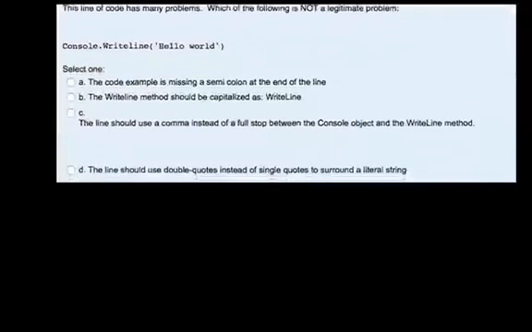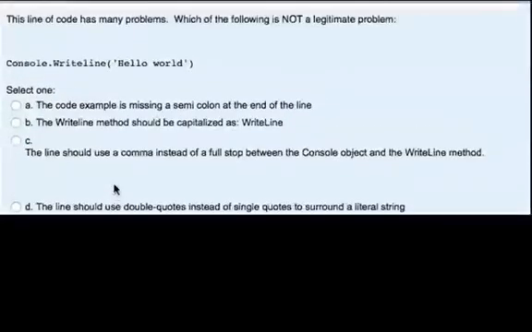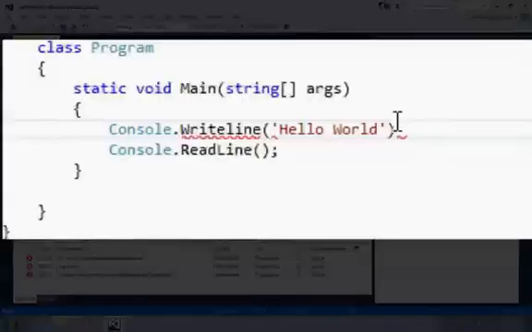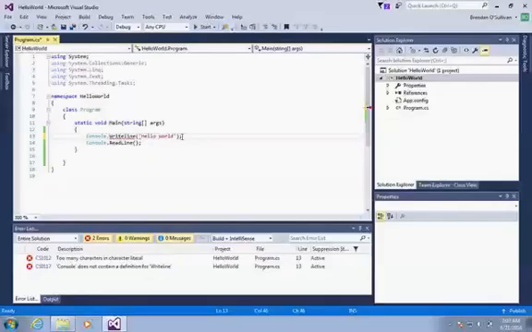Don't forget to look at the questions and then pause in between. So this line of code has many problems. Which of the following is not a legitimate problem? So here's our line of code. Okay, let's go through all the possibilities here. It says the code example is missing a semicolon at the end of the line. In Visual Studio you can see that is a legitimate problem, which I'm going to fix now.